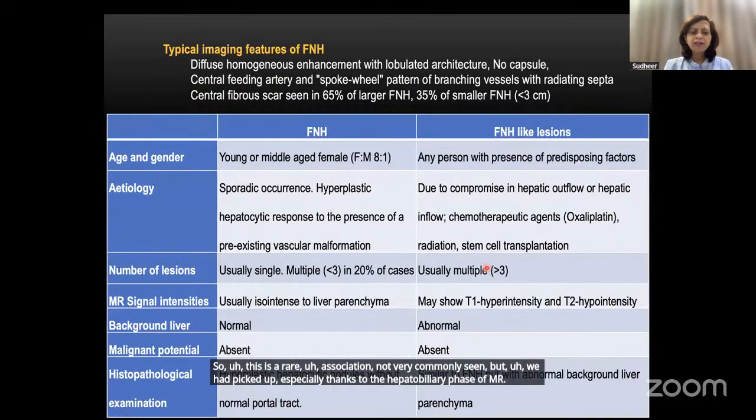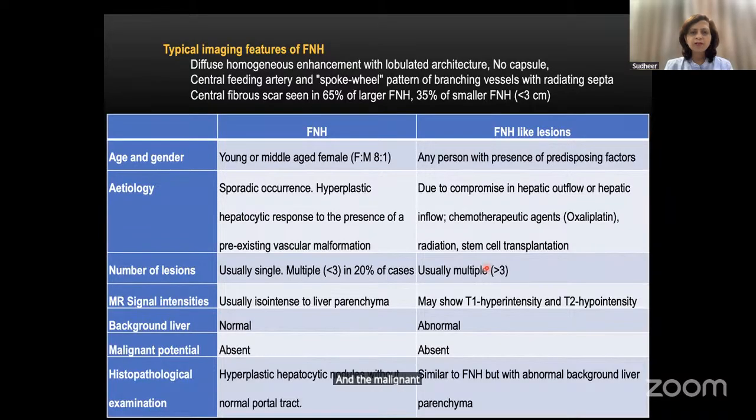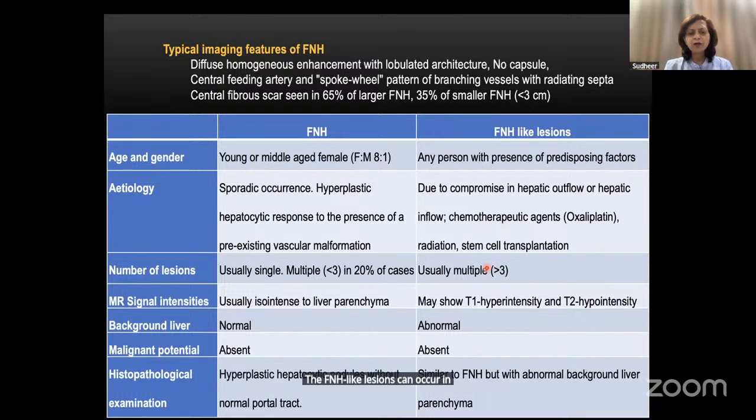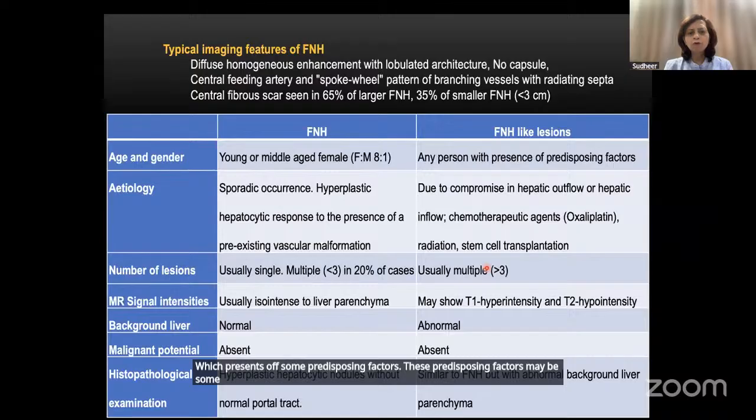Now, FNH-like lesions are almost similar to FNH, except that there is some difference in the clinical background and the background liver parenchyma. Otherwise, the enhancement pattern and the malignant potential and histopathology are almost the same. A classical sporadic FNH is mostly seen in a young or middle-aged woman. FNH-like lesions can occur in any person without any gender predilection, with the presence of some predisposing factors. These predisposing factors may be some compromise in hepatic outflow or inflow, some chemotherapeutic agents, especially oxaliplatin, radiation, or stem cell transplantation.